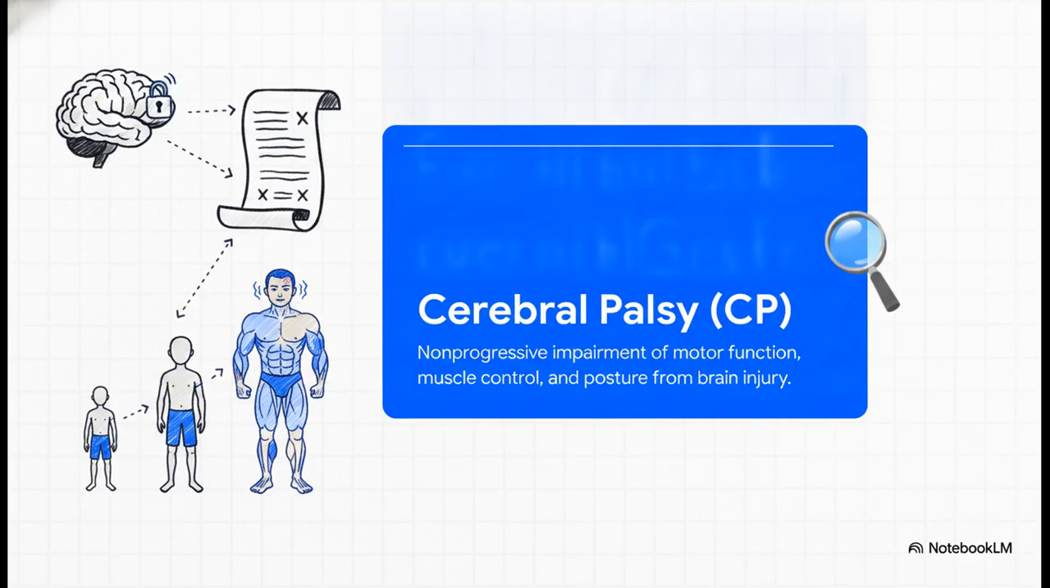So why does this matter to us? Well, because even though the brain injury isn't actively getting worse, the child's functional care needs will absolutely evolve and become way more complex as they grow taller and heavier. That physical growth just puts more and more mechanical demand on their already compromised muscles.